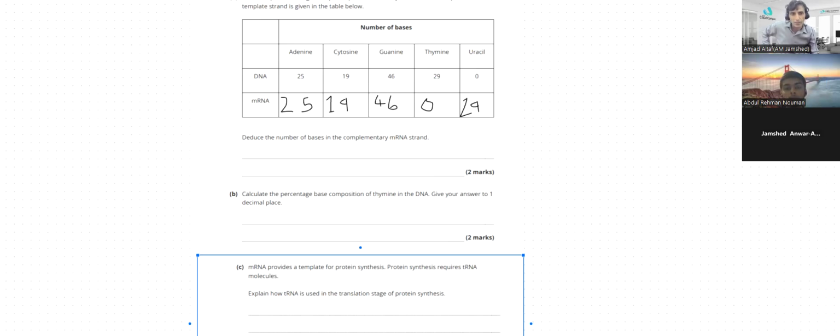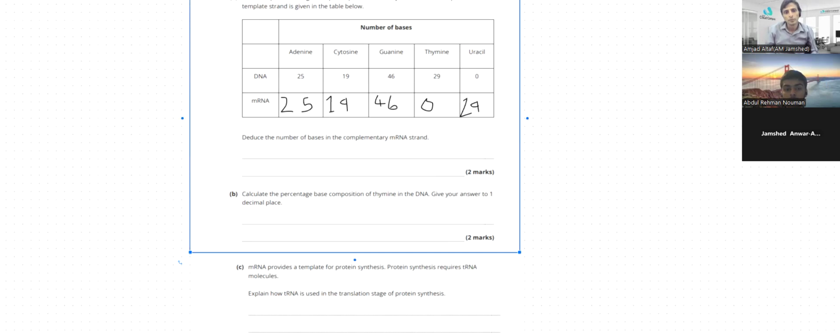Deduce the number of bases. Base composition. They are asking about the thymine. Calculate the percentage base composition of thymine in the DNA. Give your answer to one decimal point. For the calculation, definitely you need the total DNA bases, right? First you have to find that out.